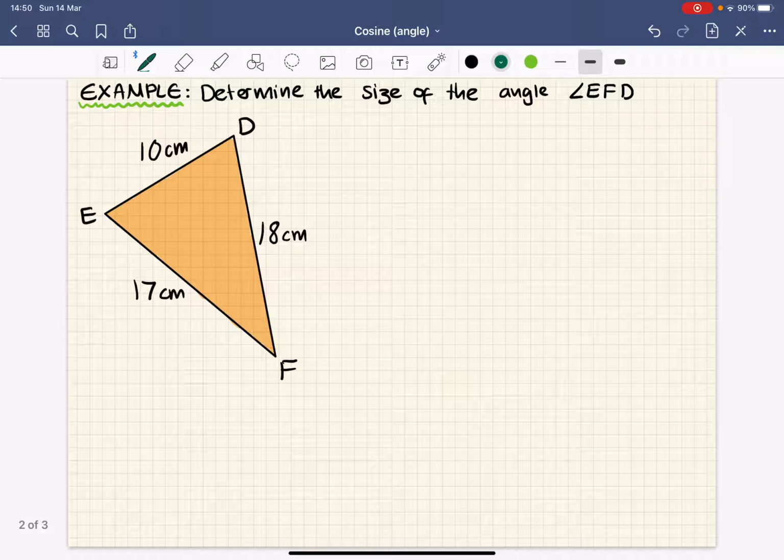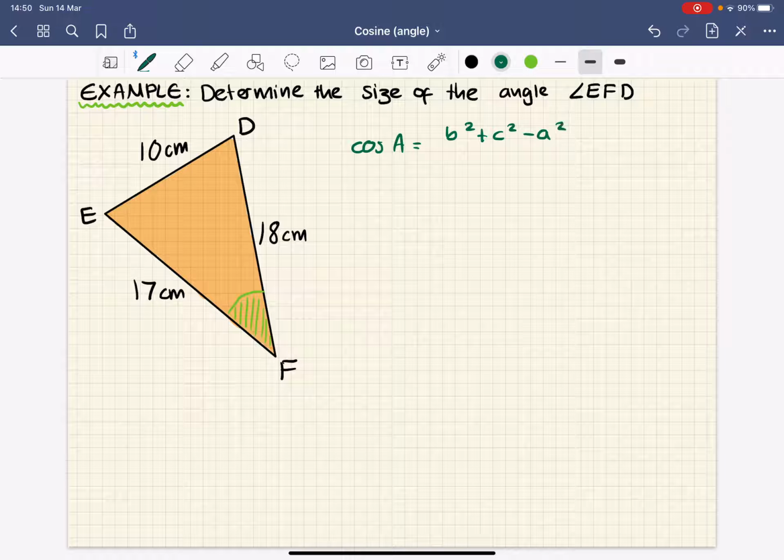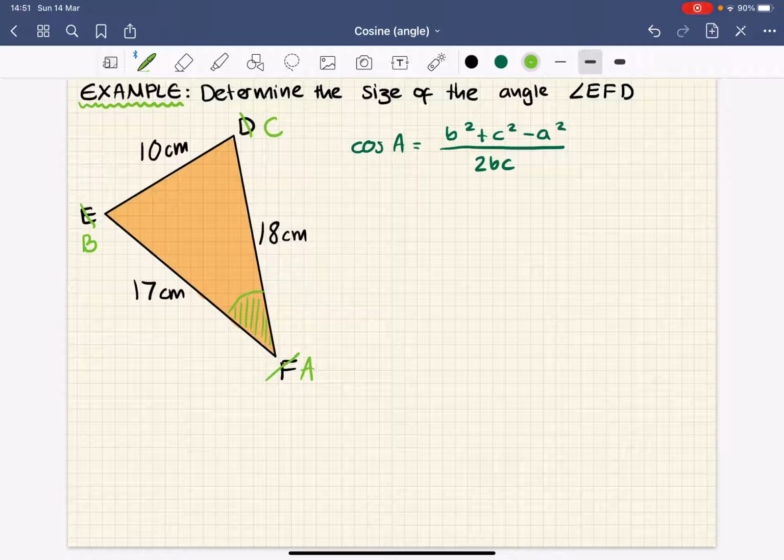So next one here, I've got determine the size of angle EFD. So EFD, that is this angle down here, where the F is. And then keeping in mind what my formula is, so the formula is that cos A equals B squared plus C squared minus A squared, all over 2BC. A must be where my angle's at, so that F can become an A, and the E and the D can be my B and the C. Again, doesn't matter what way round I put it. So labelling the opposite sides, so that's going to be my A, that'll be my B, and that'll be my C. And then doing my substitution.